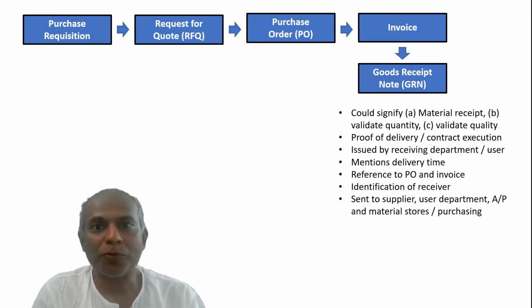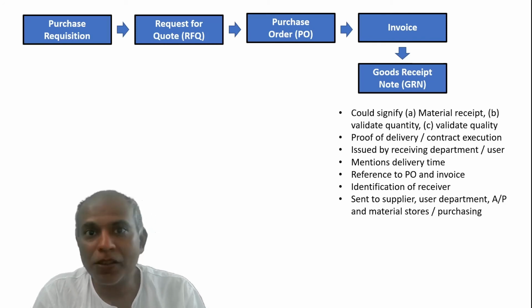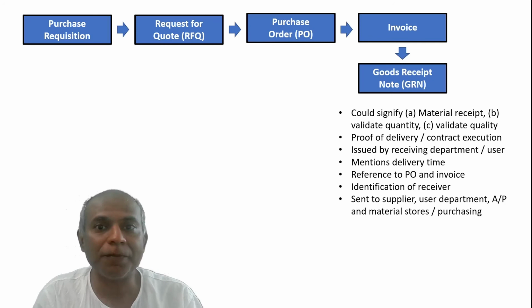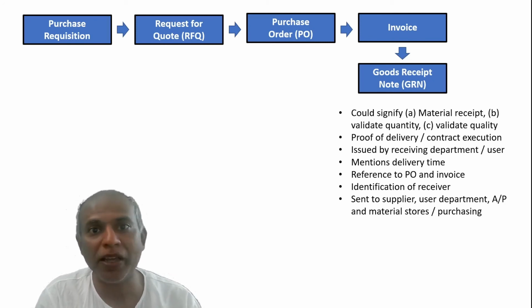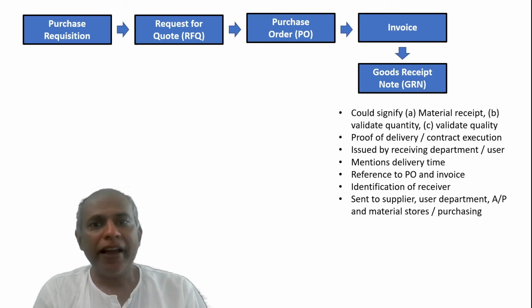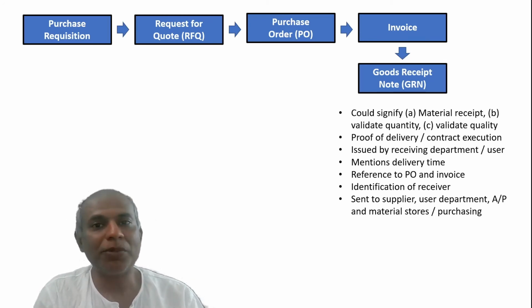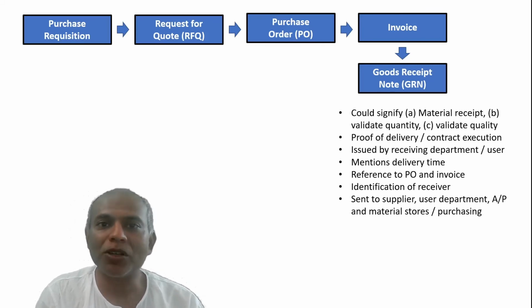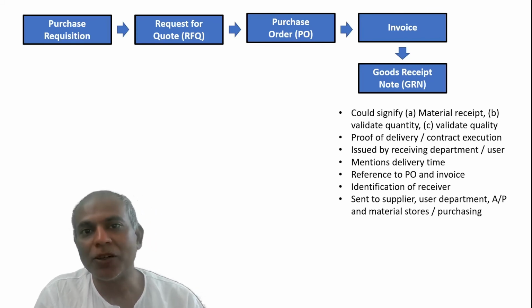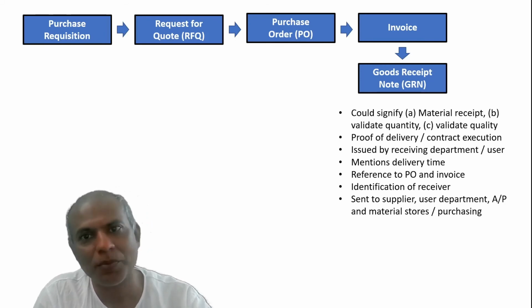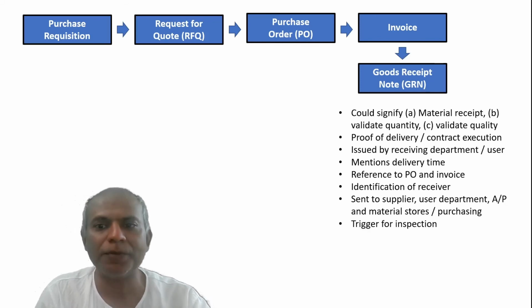It's sent to accounts payable because the GRN triggers the finance and the payment process, and they will have to start planning to pay in 30 days, 45 days, whatever. And the material stores or purchasing also receives intimation about the GRN creation because they would take that into consideration for supplier fulfillment and contract adherence or whatever process that the purchasing department has to conduct.